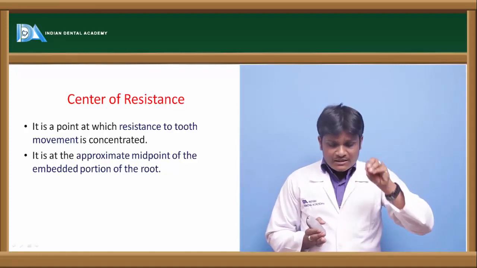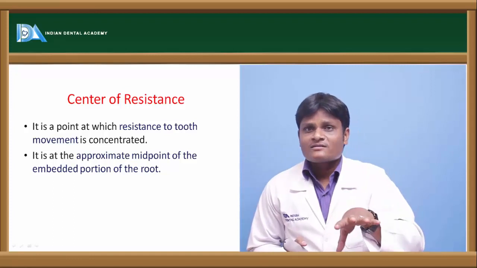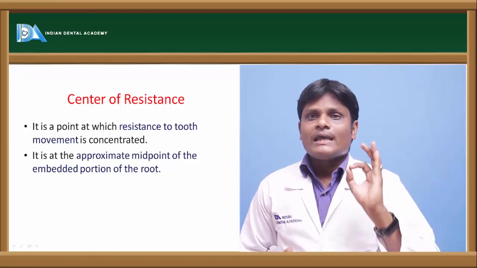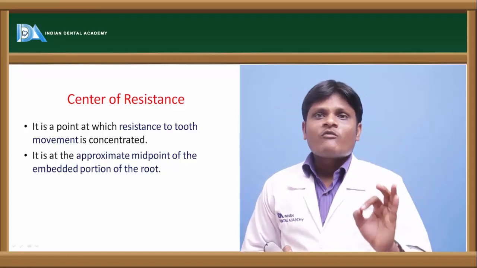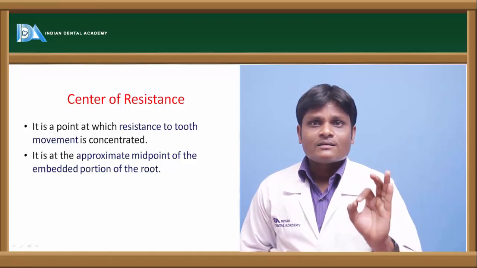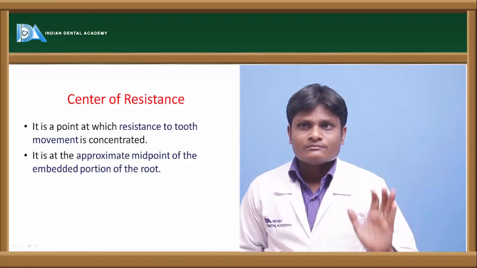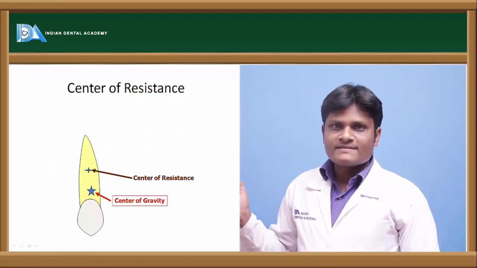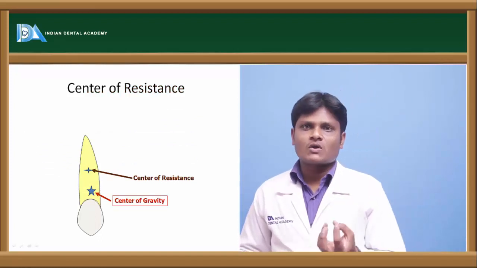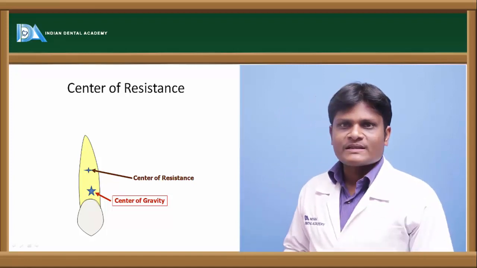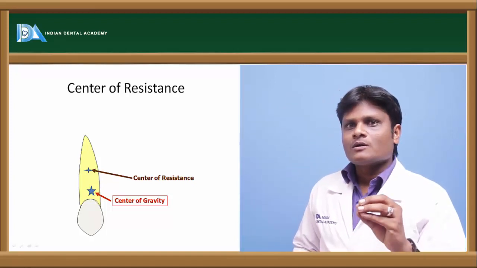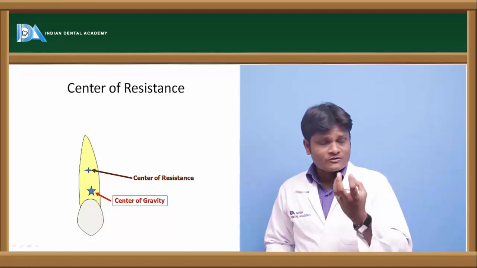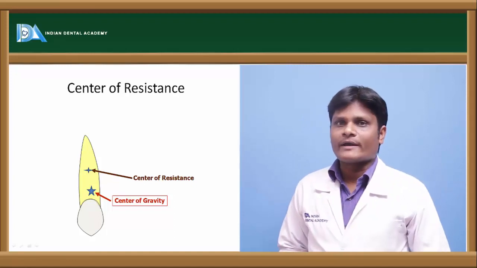Provided that the net forces are acting through either of these points, the body will move in a bodily fashion or a translatory motion, wherein each and every point on the body will be moving at the same rate to the same extent in a given period of time. You can clearly observe in this slide that when we consider a tooth which is embedded in its socket, the center of gravity is present in the root, more coronally, because much of the mass of the tooth is concentrated more towards the crown end.